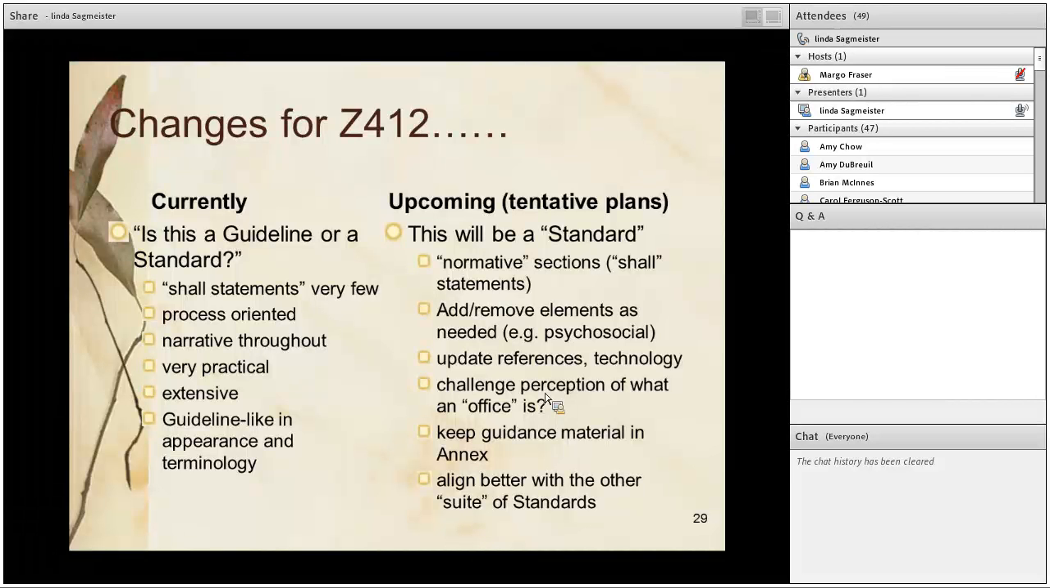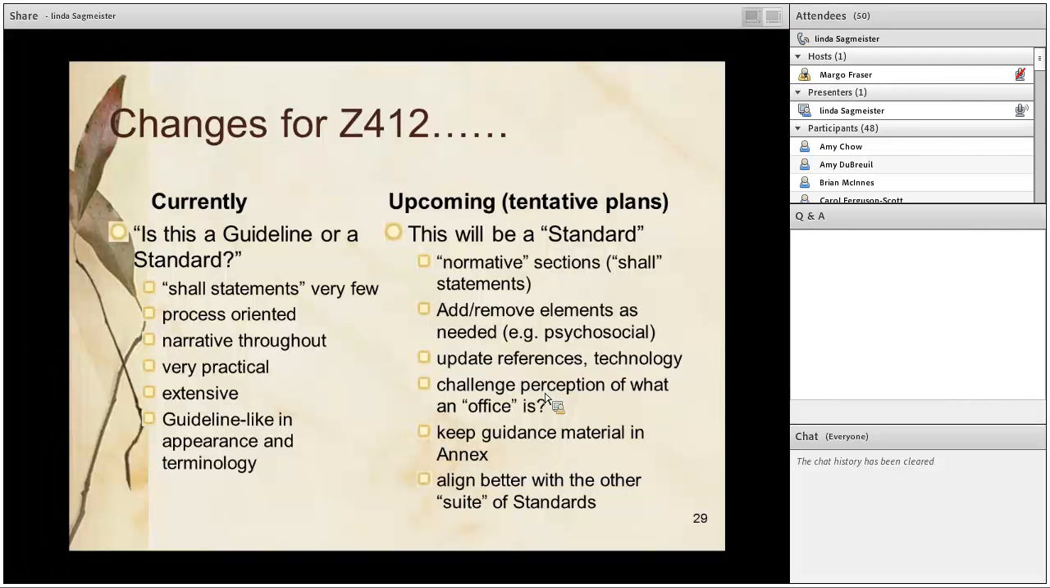The changes that are coming up for 412 are possibly fairly significant. The major question that comes up for Z412 right now is always, is this a guideline or is this a standard? It's laid out like a guideline, but it's a standard, which is what CSA puts out.